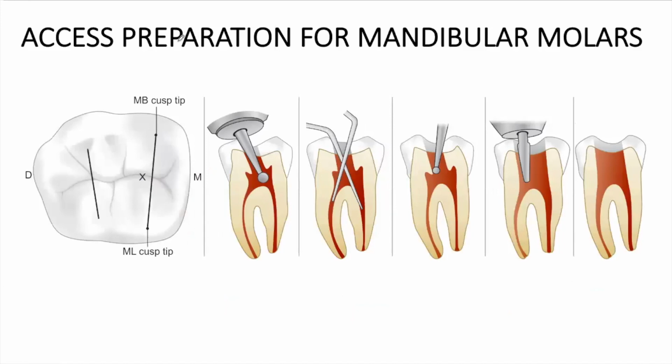Clear? Now, finally, coming to the access cavity preparation of mandibular molars. See, again, we need to check the outline of access cavity preparation. So, what is the mesial outline of access cavity preparation? The mesial outline is the line joining the mesiobuccal and mesiolingual cusp tip. This is mesiobuccal cusp tip. This is mesiolingual cusp tip. And what is the distal outline? It is the line joining the buccal and lingual grooves. So this is how we achieve the shape of access cavity preparation of mandibular molars.